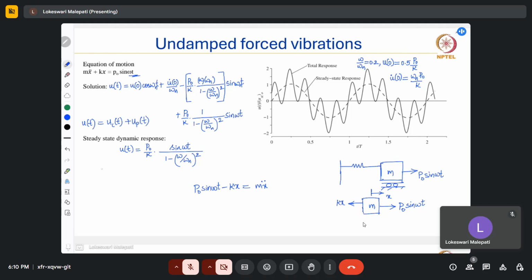As a trial function, when there is a sine or cosine term, we can take up of t as c sine omega t and solve for this constant c. If we solve for this constant c by substituting for up double dot of t and up of t in this equation, we will obtain up of t as this component. So I hope this much is understood from the lectures.